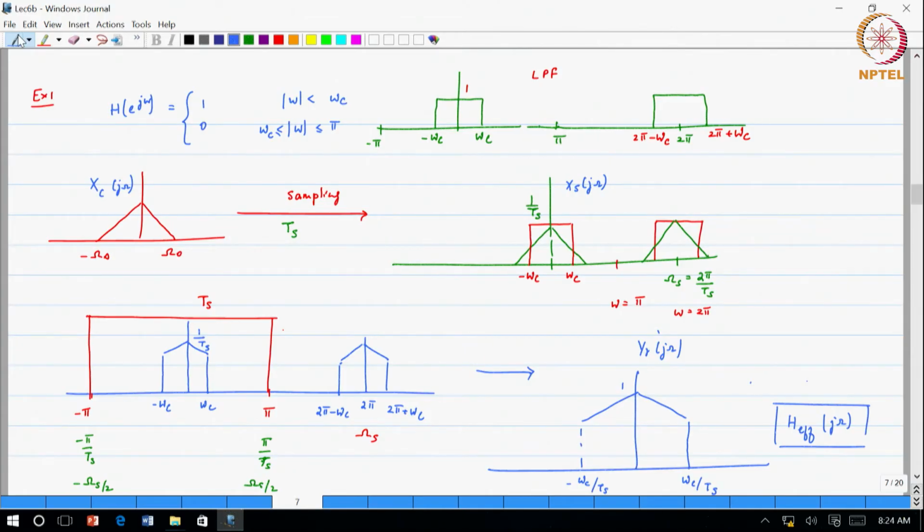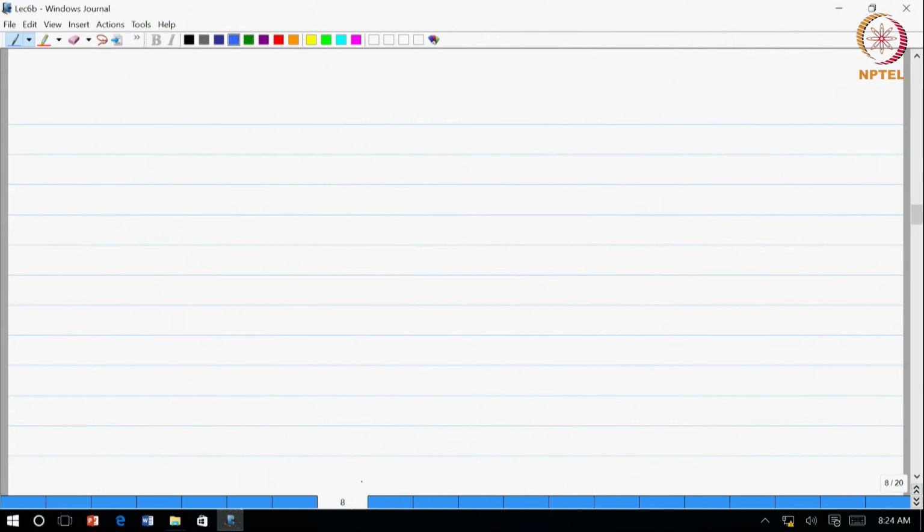The first thing I would like to reinforce is what is HEffective of j omega. If I were to ask you to sketch HEffective of j omega, let us say I am interested in the magnitude, what would be the overall response? The overall response HEffective of j omega would be a low pass filter with a magnitude of 1. It goes from minus omega c divided by Ts, because that is how I convert it into the continuous time frequency, to omega c by Ts.